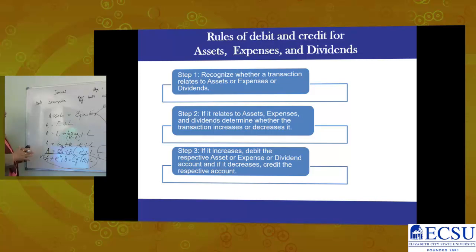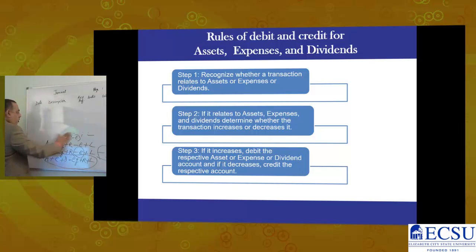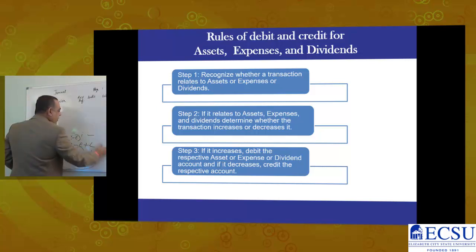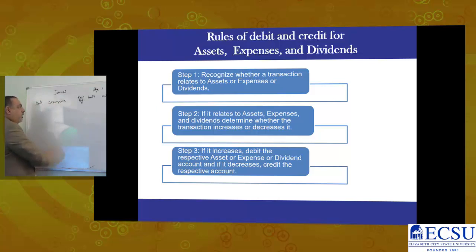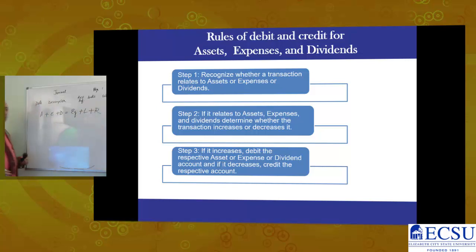Now, based on this, we are going to go over and study the rules of debit and credit. So let's take the rules of debit and credit based on that expanded accounting equation. Remember, the expanded accounting equation was assets plus expenses plus dividends equal to owner's equity plus liabilities plus revenue. So that was the final accounting equation we did.